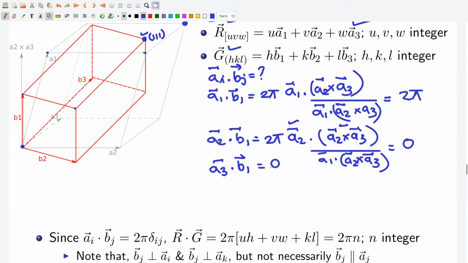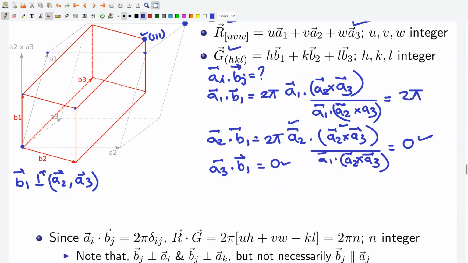Remember that by the way we have constructed B1, B2, and B3, we know that B1 is perpendicular to A2 and A3. Correct? Because B1 is a vector which is perpendicular to this A2, A3 plane, and the vectors A2 and A3 are lying in this plane. So that means B1 is perpendicular to both A2 and A3. And that is why it is not surprising that the dot product is 0.